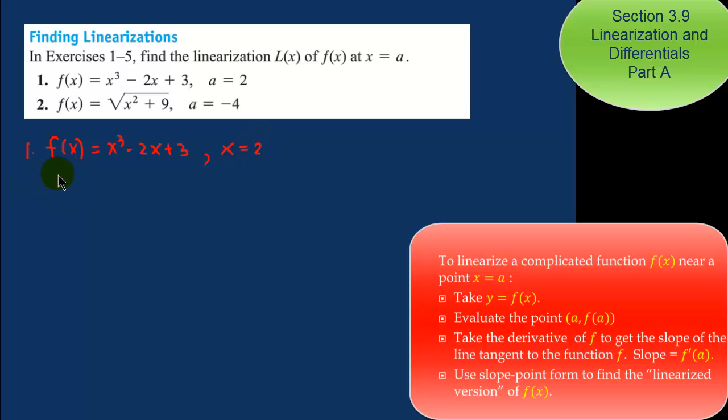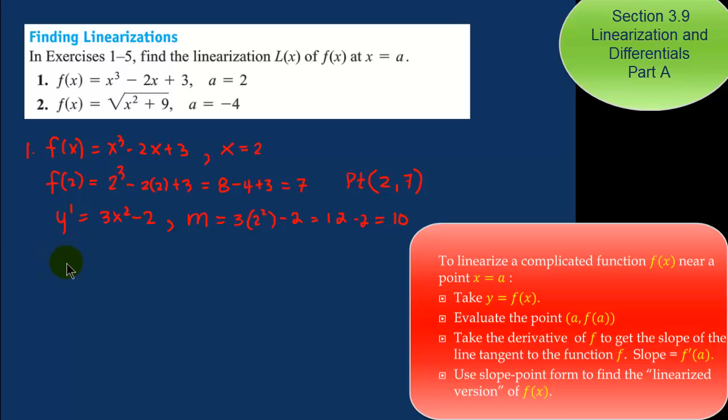So first, let's get the point. F of 2 would be 2 cubed minus 2 times 2 plus 3, and that would be equal to 8 minus 4 plus 3, we get 7. So the point, therefore, that we need for the tangent line is at 2, 7. Then the next thing we do is differentiate. So y prime is equal to 3x squared minus 2. And then to get the slope, we evaluate it at x equal to 2. So the slope will be 3 times 2 squared minus 2. And that's 12 minus 2. We get 10. That's your slope.